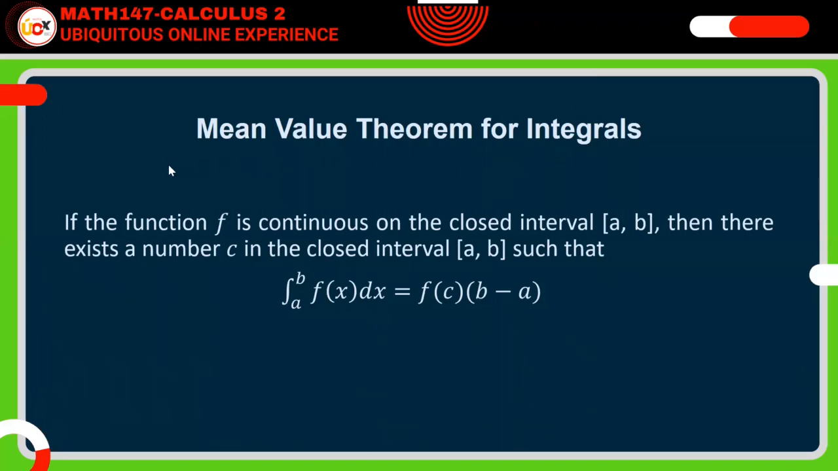The mean value theorem for integrals simply states that if the function f is continuous on the closed interval from a to b, then there exists a number c in the closed interval from a to b such that the definite integral of f of x dx from a to b is equal to f at c times b minus a. Or if we solve for f of c, it is the reciprocal of b minus a times the integral of f of x dx from a to b.